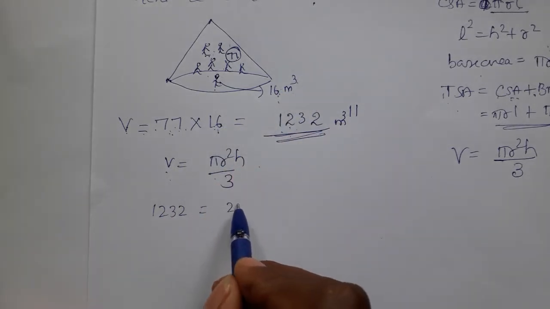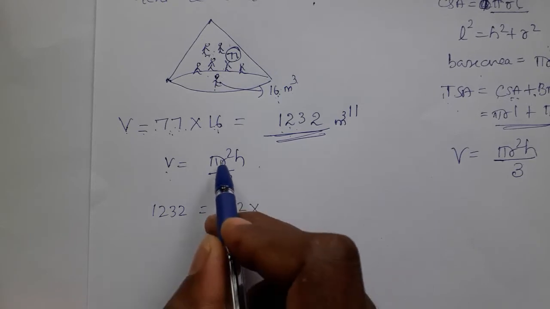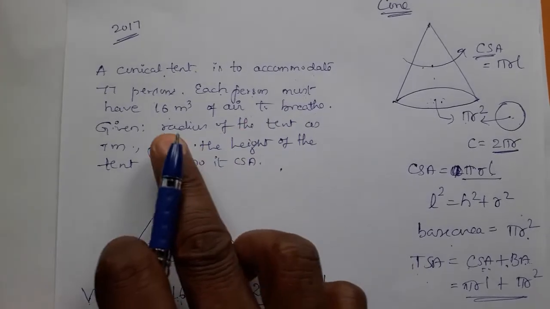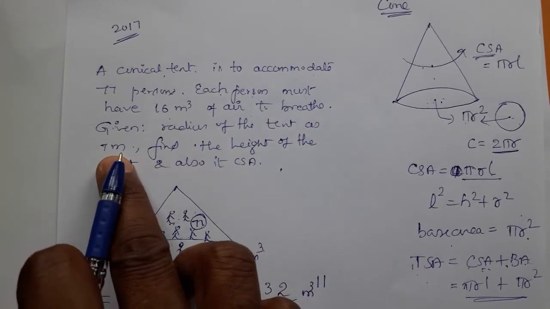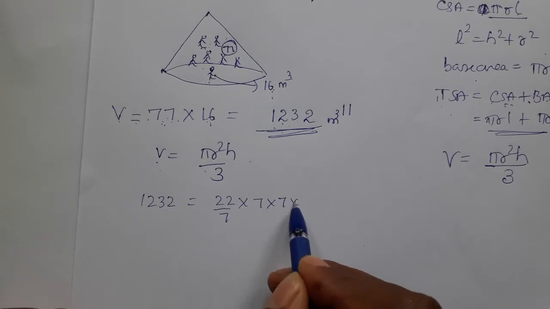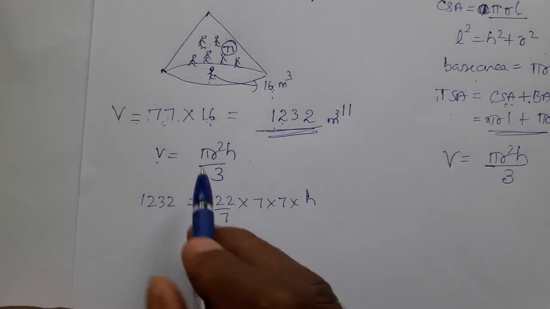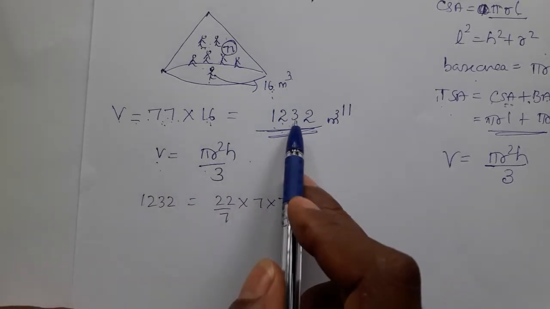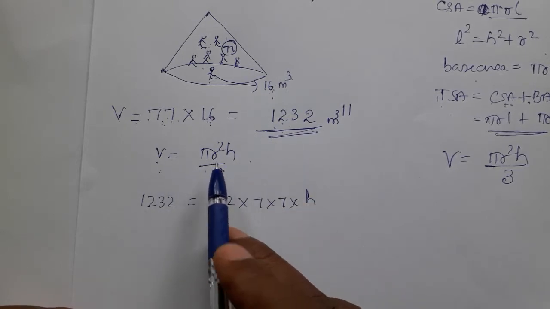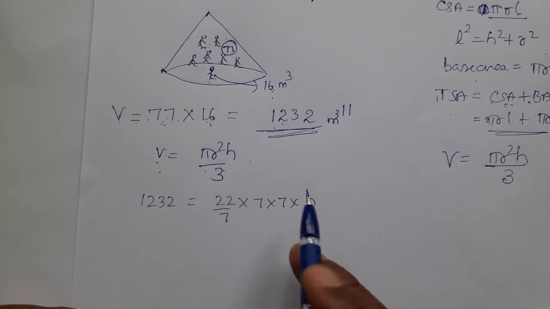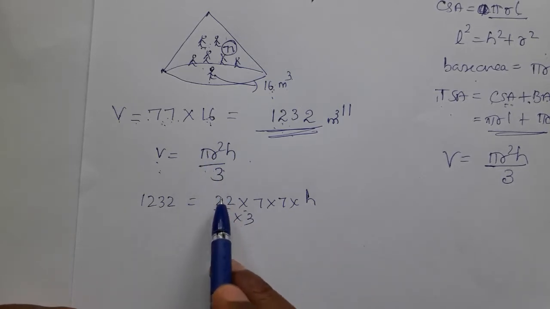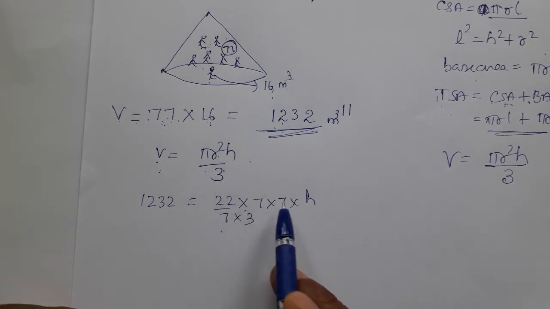Now the pi value is 22 by 7, into radius. Radius of the base, look here, it is 7. Radius is 7, into 7. The height is unknown, that's why we use this formula. Because we know the volume, we substitute that answer in the volume formula and get the unknown h by 3. That 3 you write next to the 7. Pi value 22 by 7, or 7 into 7.